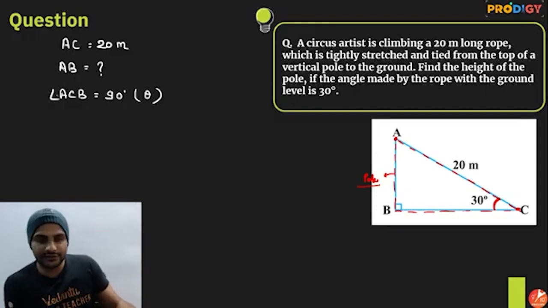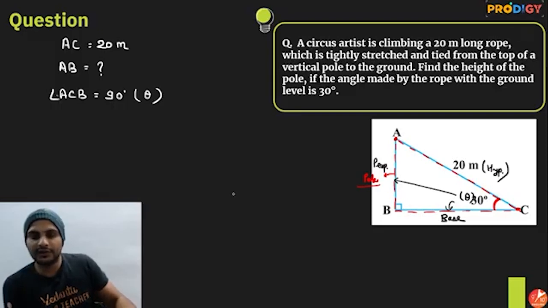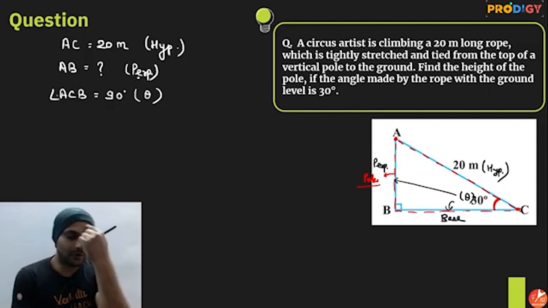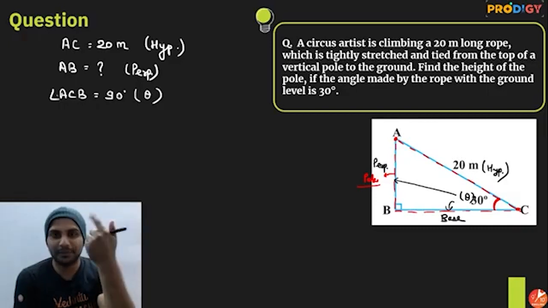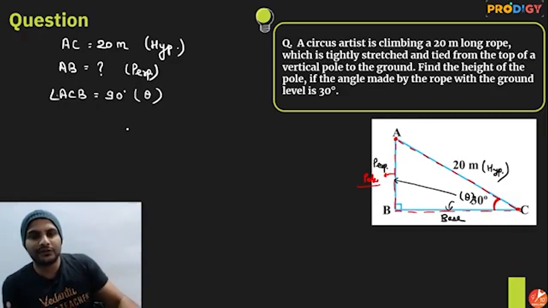So for this theta, if this is my theta, I can say the side opposite to theta is called perpendicular, the side adjacent to theta is called base, and the side opposite to the right angle is called hypotenuse. So we know the hypotenuse, we need to find the length of the perpendicular. Hypotenuse and perpendicular, which trigonometric ratio deals with it? Sin theta, P by H, or cos theta, H by P? So let us use sin theta.